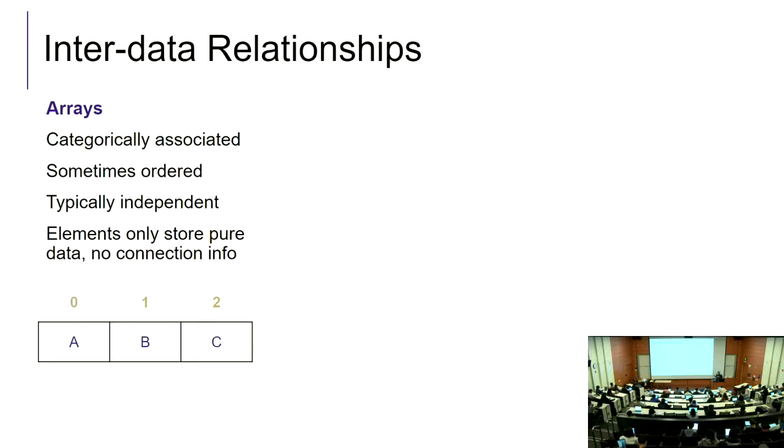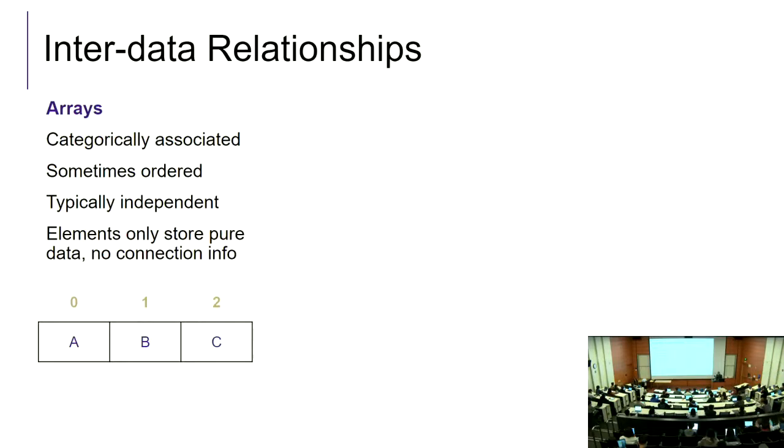Typically, these are independent entries, but they all have some sort of categorical relationship to one another. So maybe, for example, you have an array that's all of your student numbers. Each student is independent of one another, right? But maybe we're keeping them all together in one cohesive grouping, right?